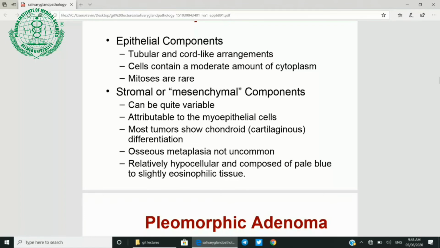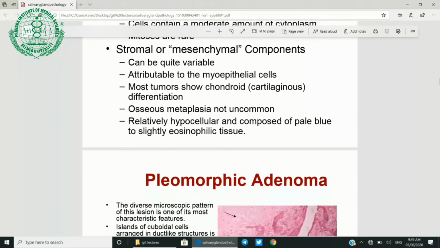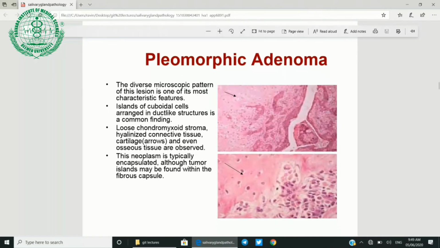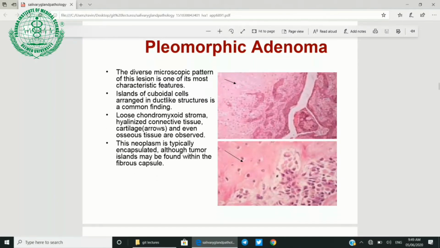Very rarely, these tumors may convert themselves into malignancy, and when that occurs we call them carcinoma ex pleomorphic adenoma. But by and large, this tumor is classified as a benign tumor of salivary glands. Osseous metaplasia is also quite common, and you get hypocellular areas composed of pale blue to eosinophilic tissue. The peculiar part of pleomorphic adenoma is the diverse microscopic pattern.